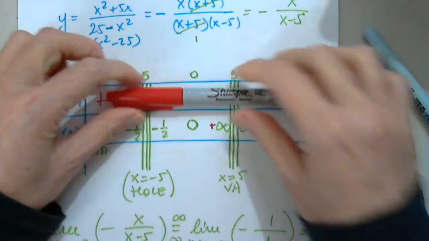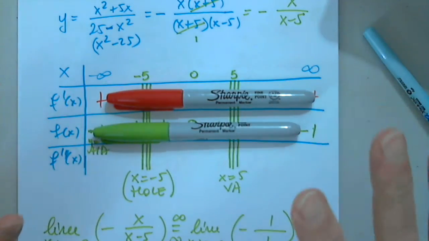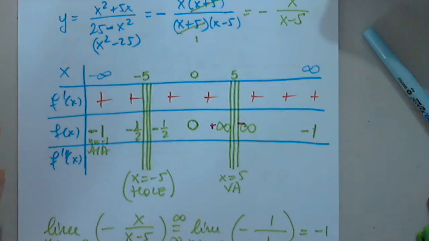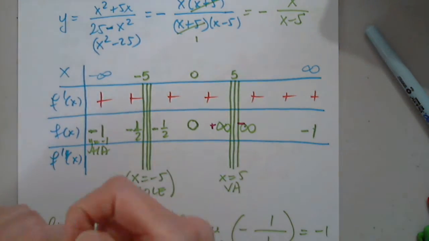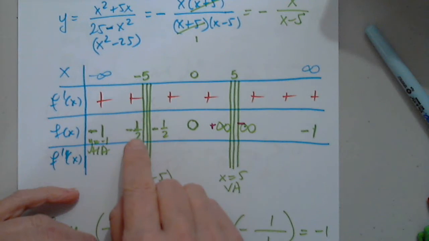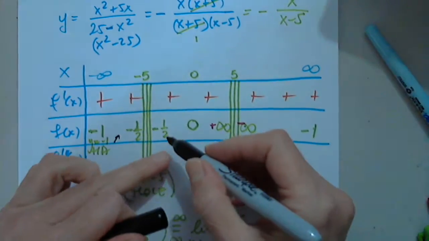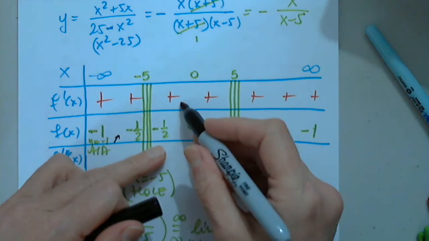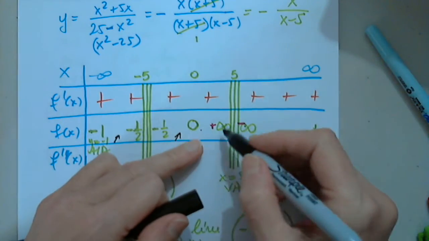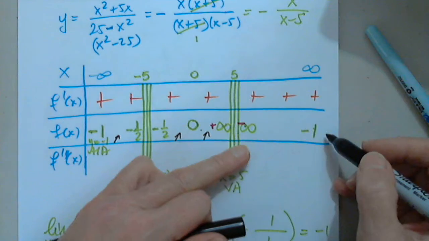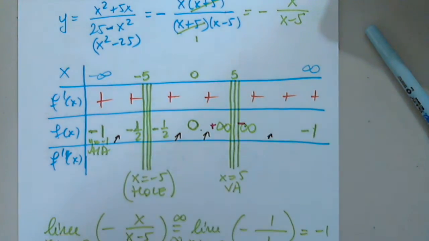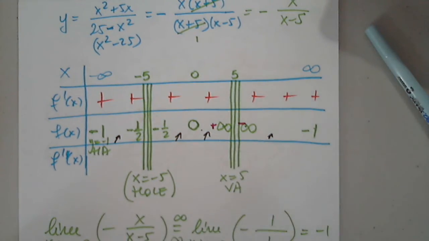Okay, now I'm checking my table. Moment of truth. So let's see. From -1 to -1/2, yes, that's true. From -1/2 to 0, yes, that's true. From 0 to infinity, yes, that's true. From -1 to -1, yes, that's true. Now the second derivative.